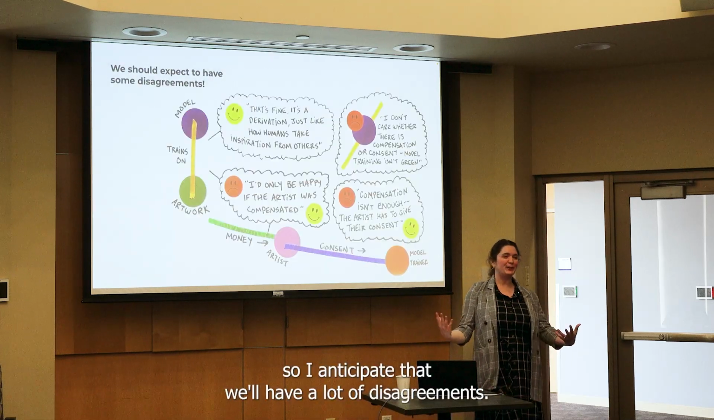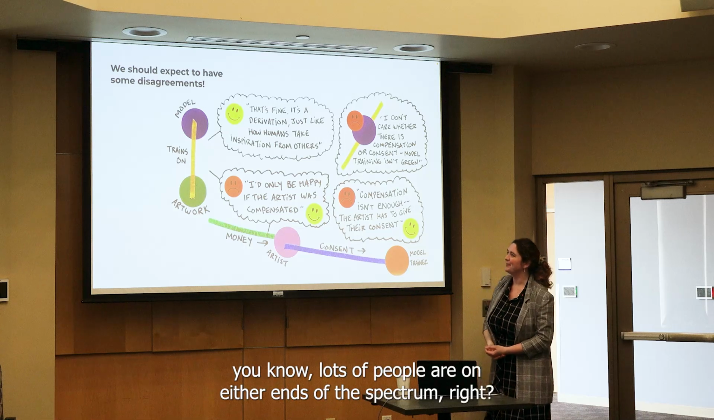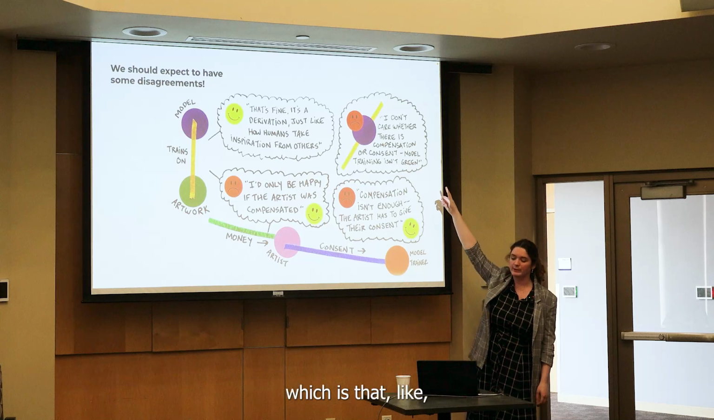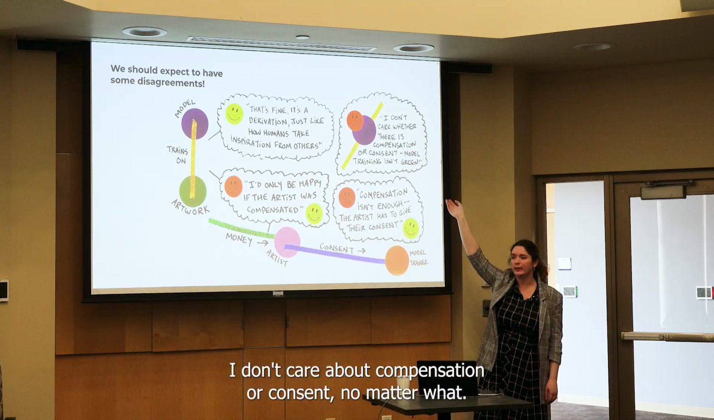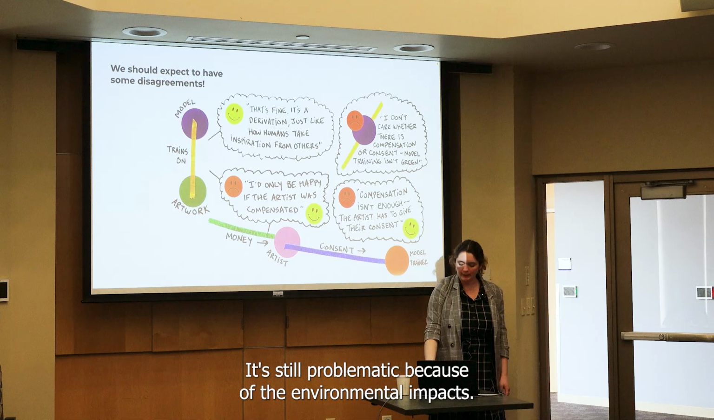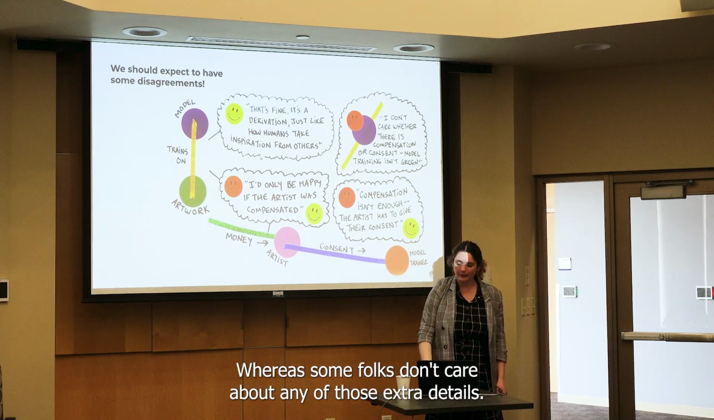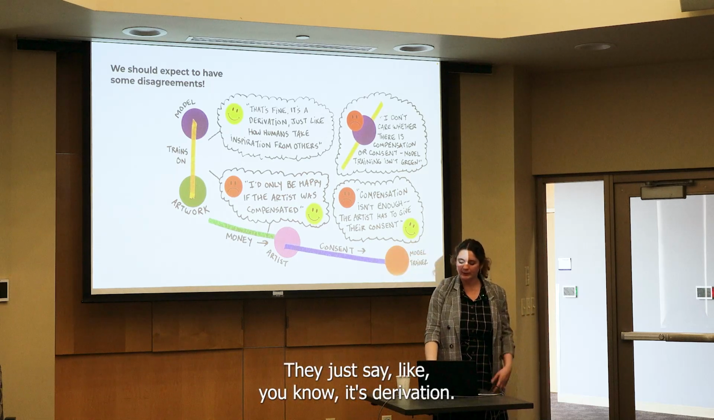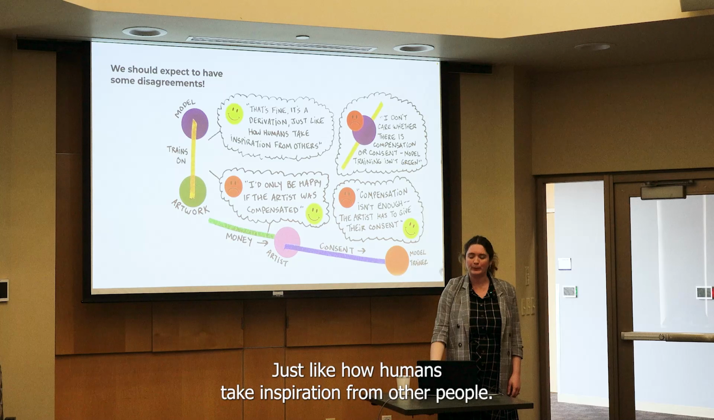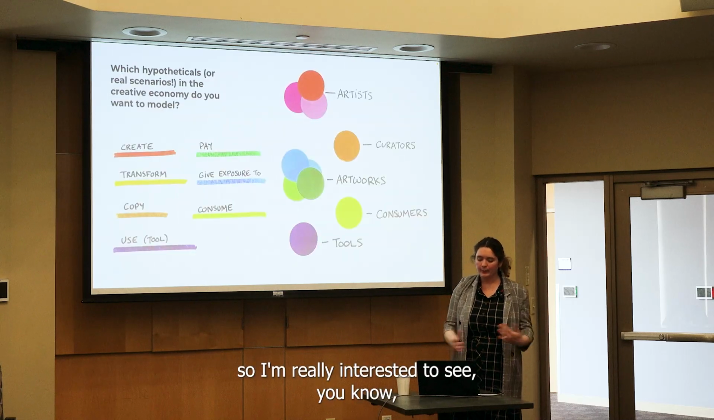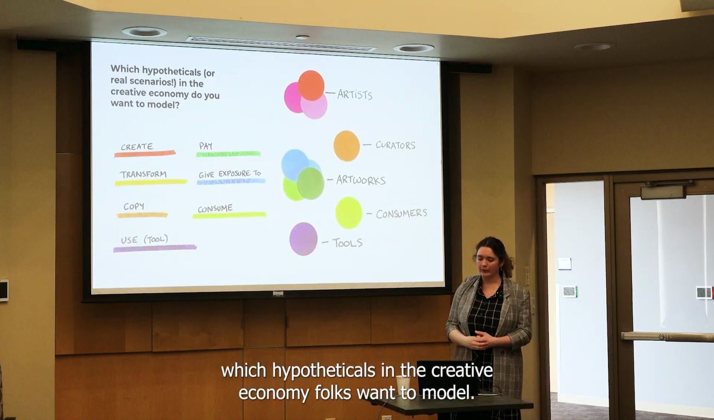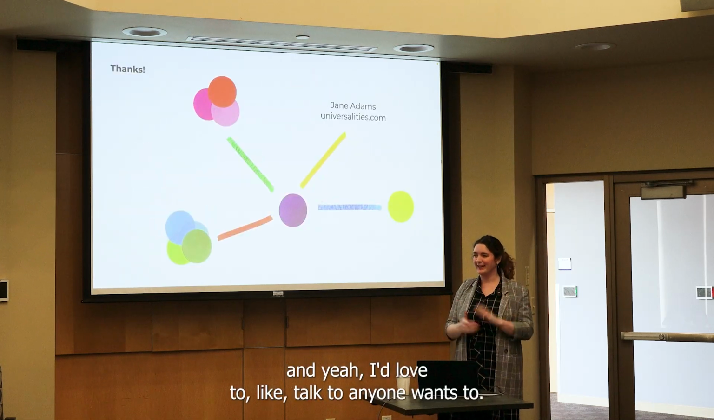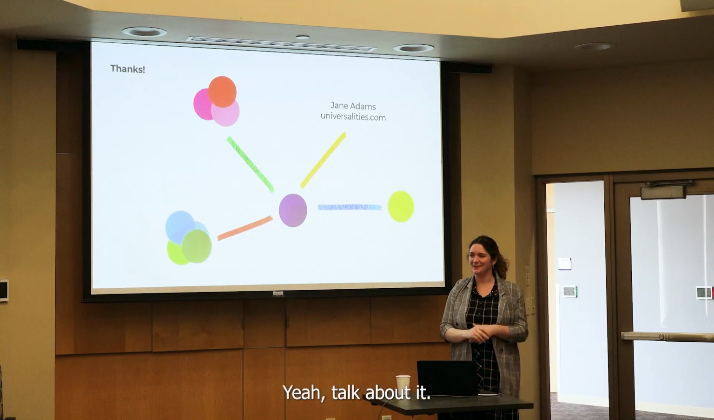So I anticipate that we'll have a lot of disagreements. Lots of people are on all ends of the spectrum, right? Some people are solidly in this corner, which is that I don't care about compensation or consent. No matter what, it's still problematic because of the environmental impacts. Whereas some folks don't care about any of those extra details. They just say it's derivation, just like how humans take inspiration from other people. So I'm really interested to see which hypotheticals in the creative economy folks want to model. And yeah, I'd love to talk to anyone that wants to talk about it.